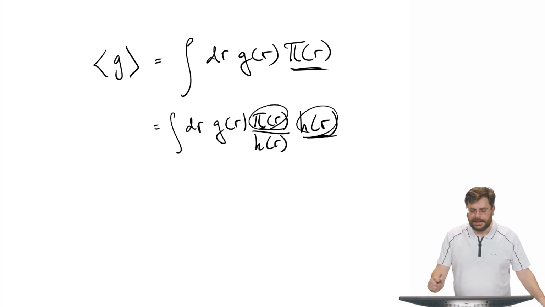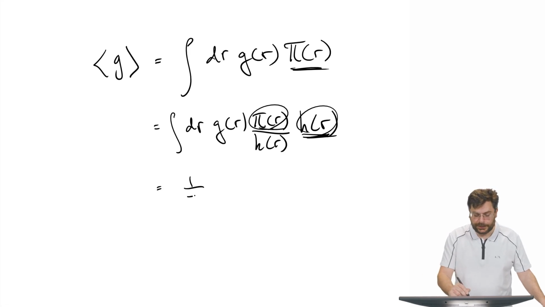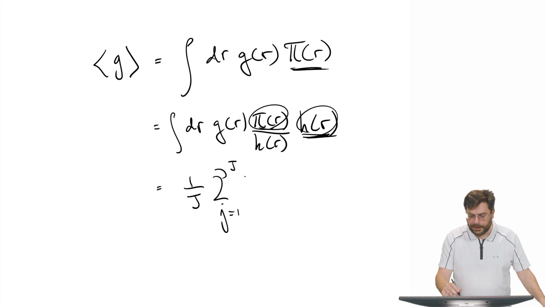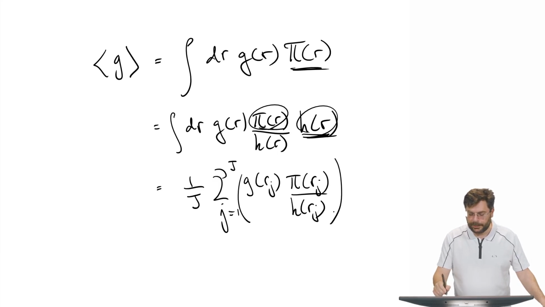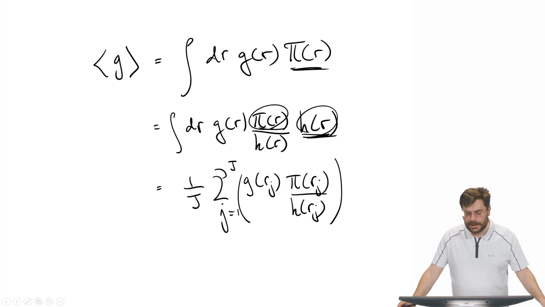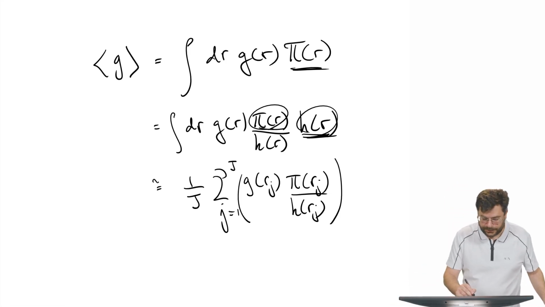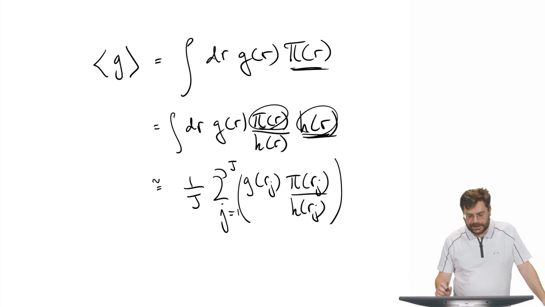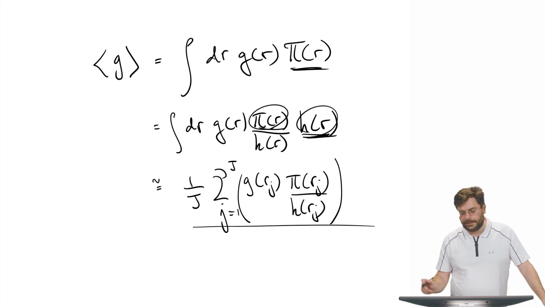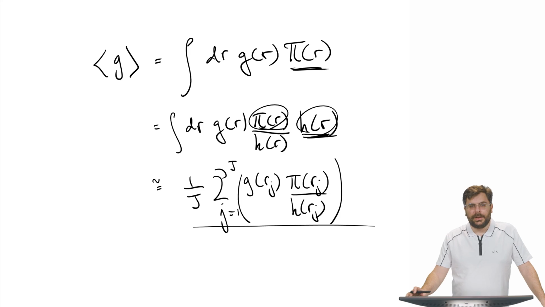If that's the case, and I know how to sample from h, then using the logic that I previously introduced, maybe I can write something of this type as my approximation to the integral. This is an approximation. Now, of course, in the limit that j goes to infinity, then perhaps I can eventually obtain an exact result. Okay.